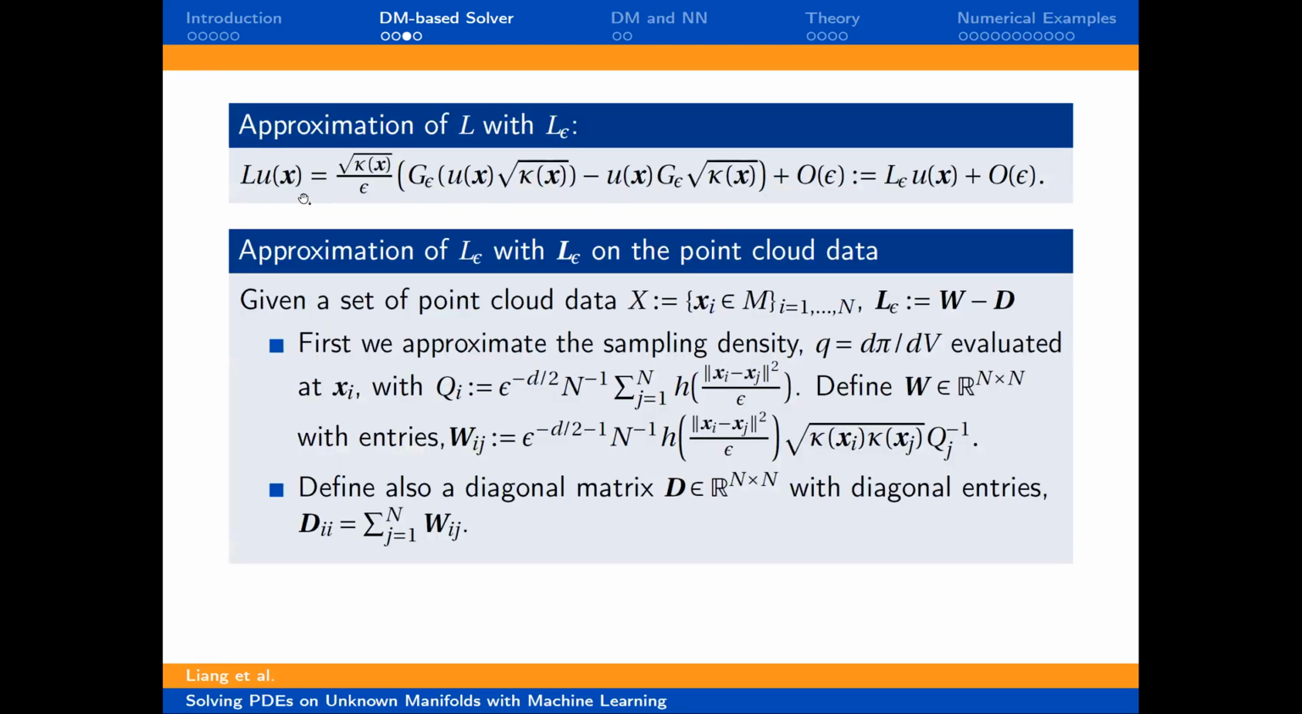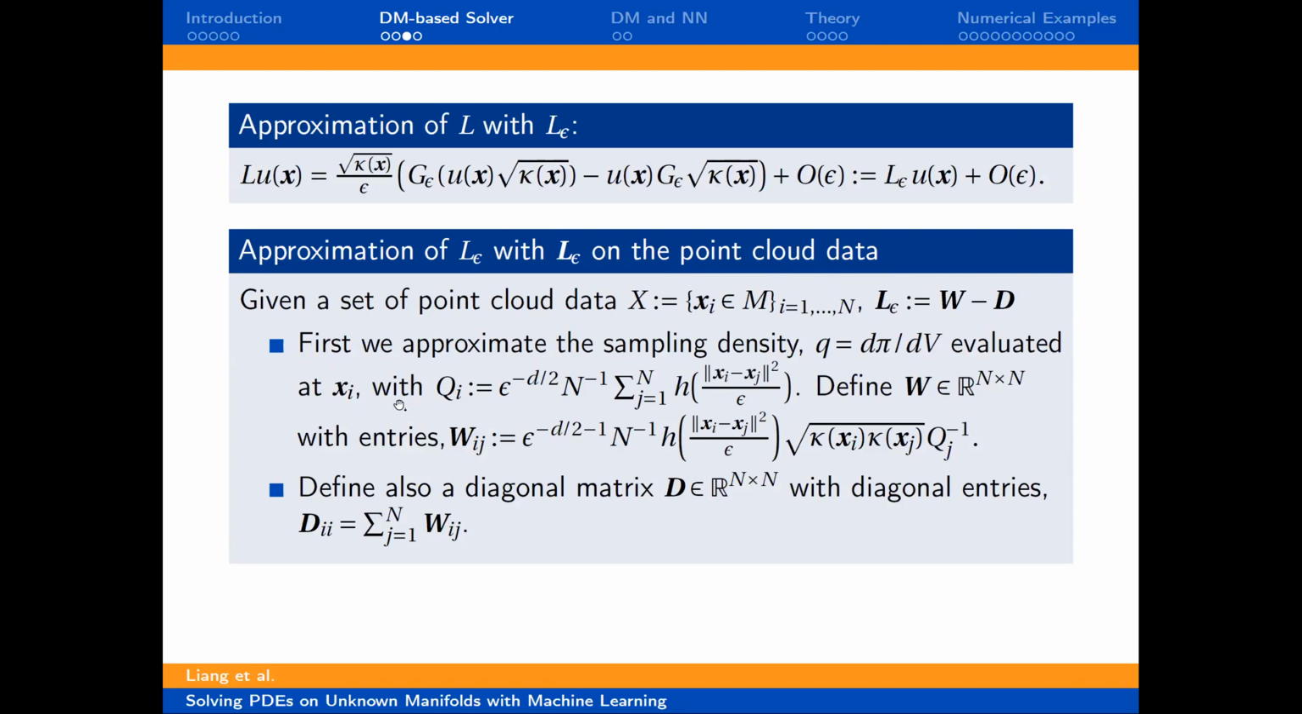Now we have this approximation of the differential operator in the elliptic PDE. We want to get the diffusion mapping discretization on the given point cloud data. We assume we are given a set of point cloud data S1 to Sn, and then the discretization of this integral is equal to the matrix W minus the matrix D. To get the matrix W, we can do the following.